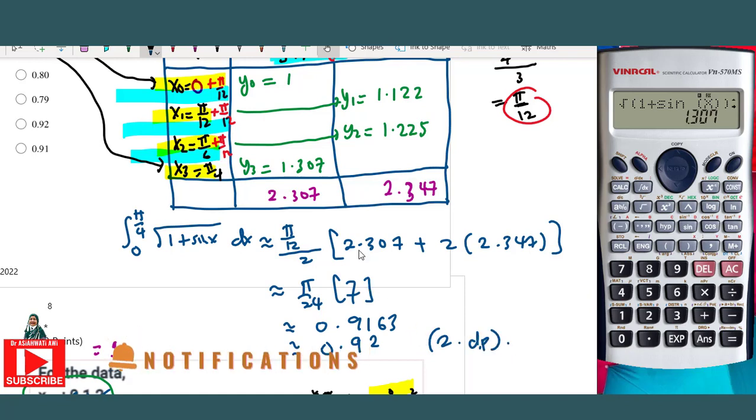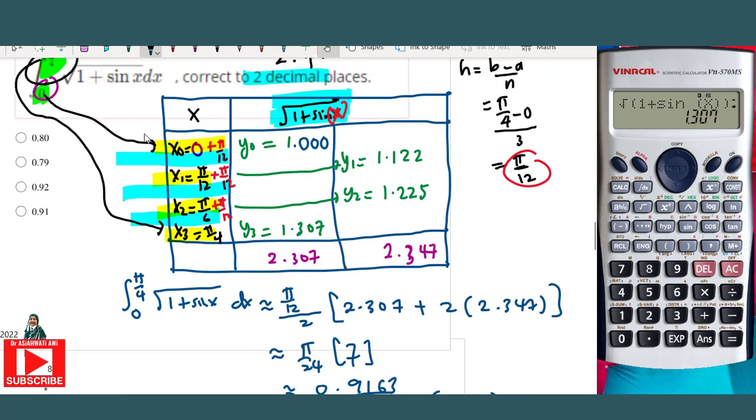Okay, so here actually, you can give the answer for y0 as 1, or you can write 1.000, because this is an exact number. Stop here. So the answer is 0.92. This is the option. The option is 0.92. Settled for this part.